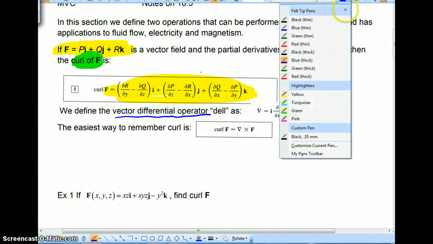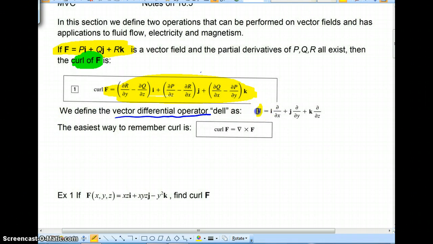Del is this upside-down triangle. Usually kids are like, wait a minute, we've seen that before. That was what was in front of the gradient. And indeed, it is exactly what's out in front of the gradient. And if you look right here, we'd say i, partial derivative with respect to x, plus j, partial derivative with respect to y, and then plus k, the k vector, partial derivative with respect to z.